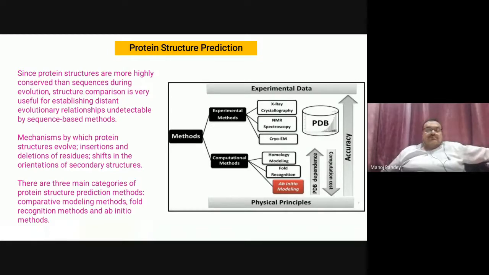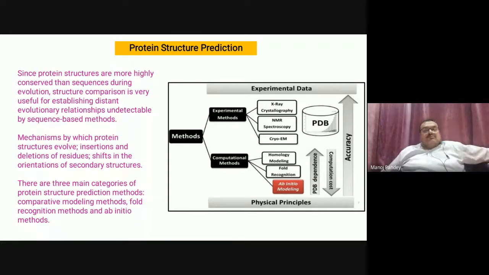As we know, protein structures are more highly conserved than sequences. During evolution, the structure is very useful in establishing distant evolutionary relationships undetectable by sequence-based methods. The mechanisms by which protein structures evolve are insertions and deletions of residues and shifts in the orientation of secondary structures.